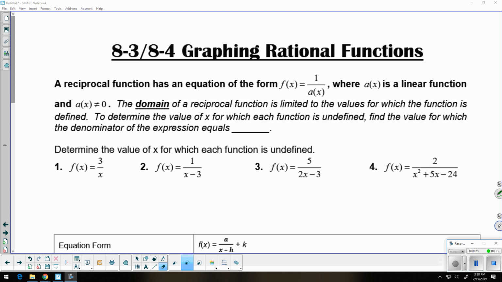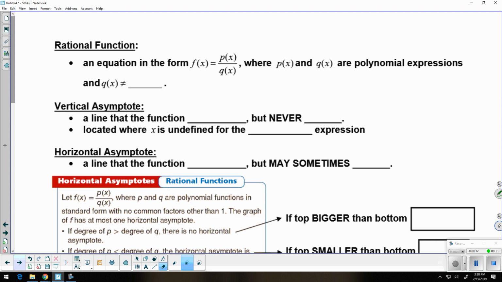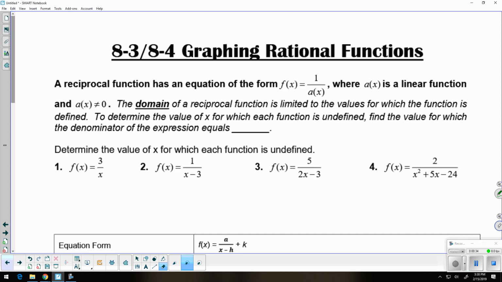This is kind of different from the rest of the lesson that we're going to continue with on the next page. It says at the top, a reciprocal function has an equation of the form f of x equals 1 over a of x, where a of x is going to be a linear function, and a of x obviously cannot be 0. The domain, which are your x values, is limited to the values for which the function is defined. To determine the value of x for which the function is undefined, you want to find the value that makes the denominator of the expression equal 0. That's how you know what makes it undefined.